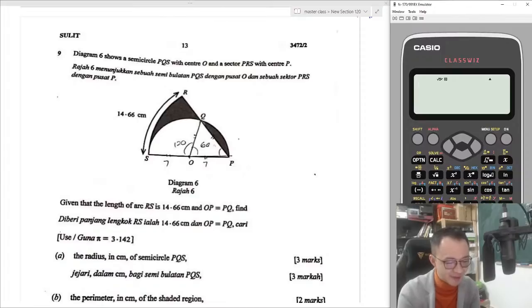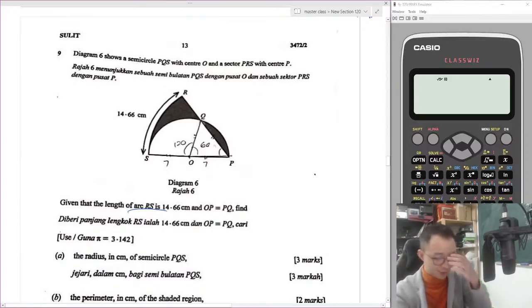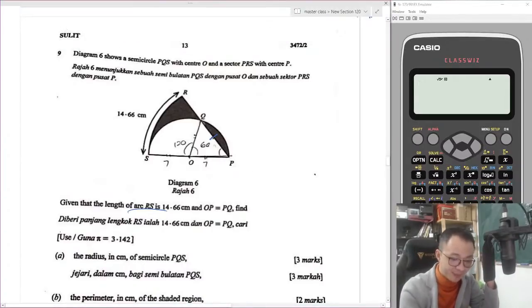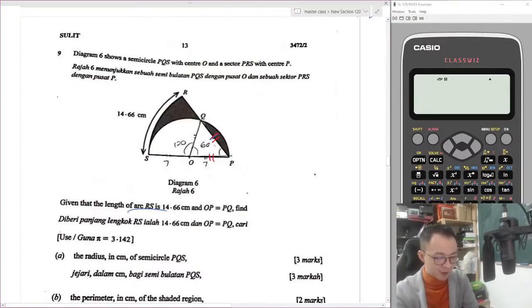We have a sector. We have about 2 sectors, which are PQS. PQ and S. Okay, PQS is a semicircle. And PRS is a sector with center P. RS is 14.66, the arc length. And both PQ and OP are the same length. So both of these will be the same length here. This is all the information we have.